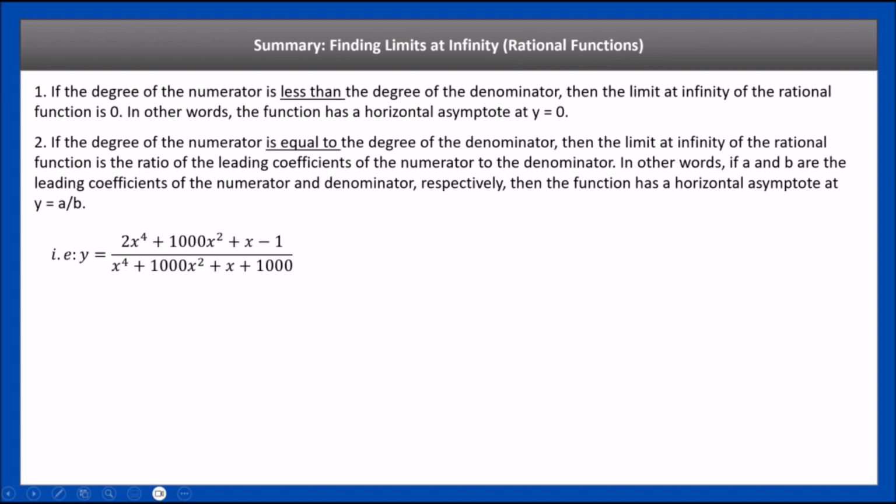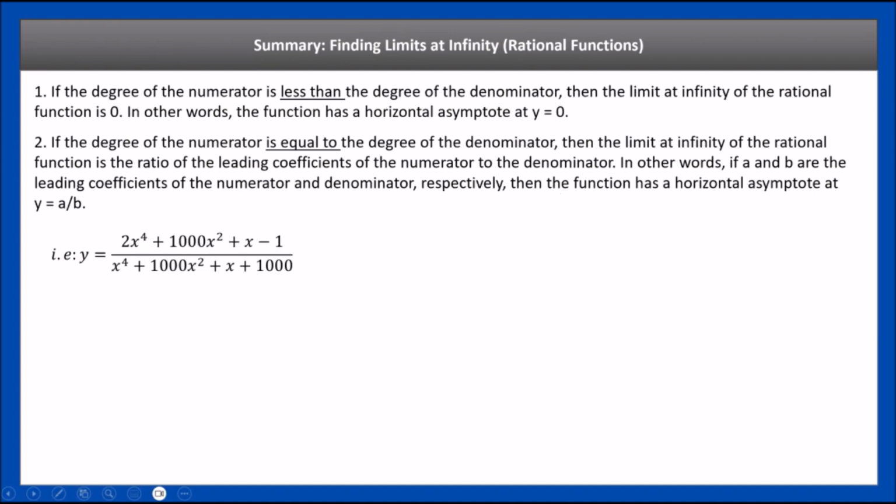In this case, the degree of the numerator is 4. The highest power is 4. The degree of the denominator is 4. The highest power is 4. So then the limit must be the ratio of the leading coefficients. The leading coefficient here is the coefficient for the highest power of x. So this is 2. The coefficient for the denominator, the leading coefficient, is an invisible 1. So the ratio is 2 over 1, which is 2. So the horizontal asymptote is y equals 2 here.